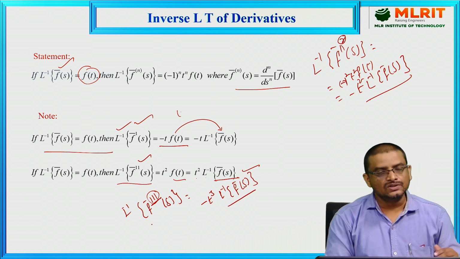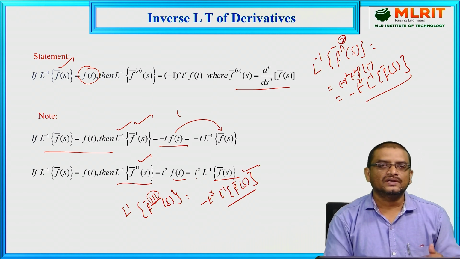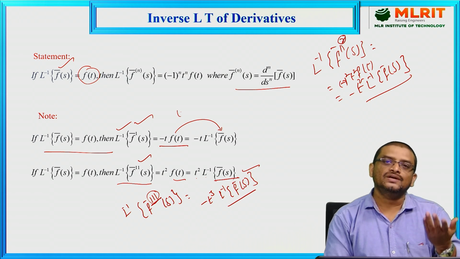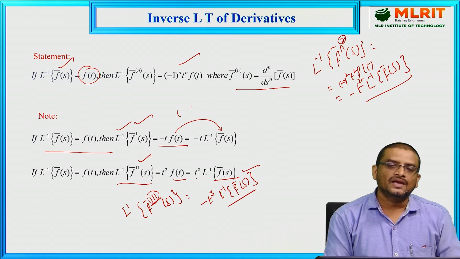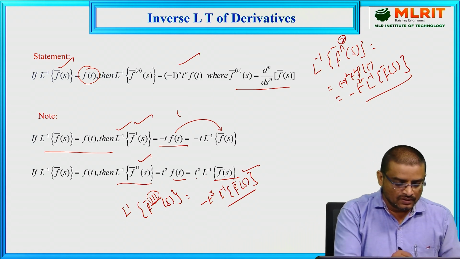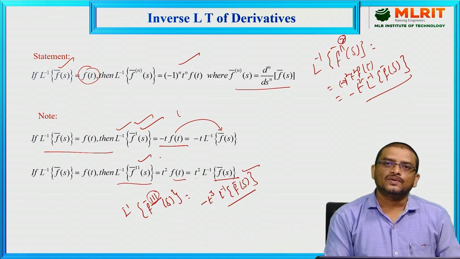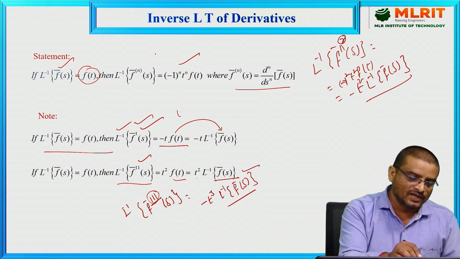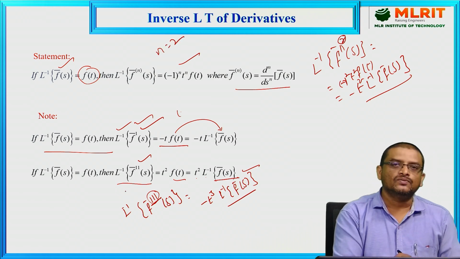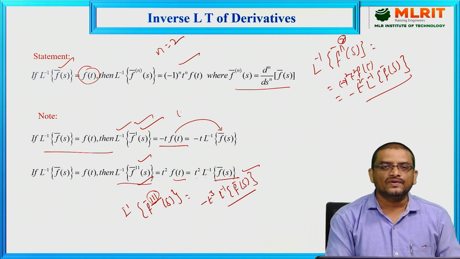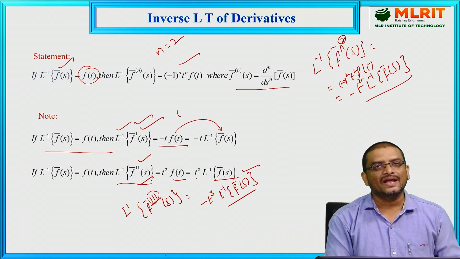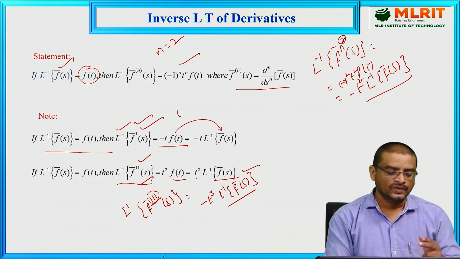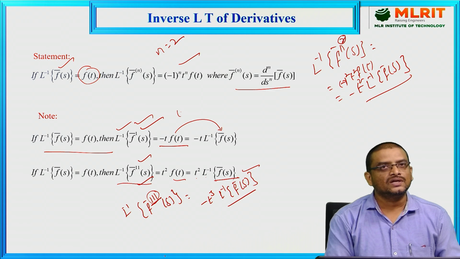So like this, we can derive the formula for inverse Laplace transform of nth derivative. So we will get this standard formula. By taking n is equal to 1, we will get the inverse Laplace transform of the first derivative. If we take n is equal to 2, we will get the inverse Laplace transform of the second derivative of f bar of s. So like this, by substituting different values of n, you will get different formulas in the derivatives of inverse Laplace transform.